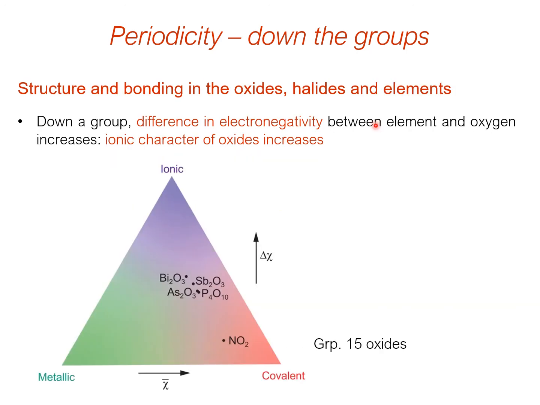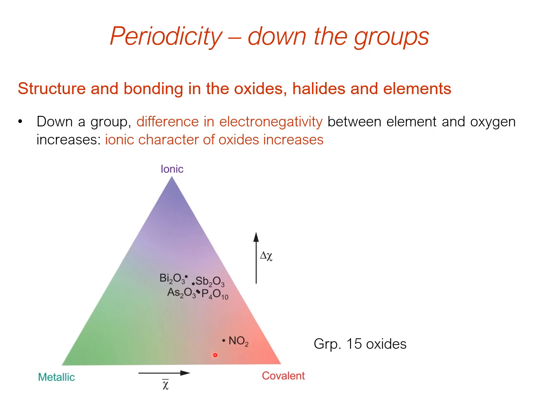And finally, let's look at how the structure and bonding of the oxides, halides, and hydrides of the p-block elements change as we go down a group. And so we already, on the last slide, discussed it when we were seeing how the bond strength changes. As we go down a group, the difference in electronegativity between an element and oxygen, say, gets larger. So there's a higher ionic character of the oxides.